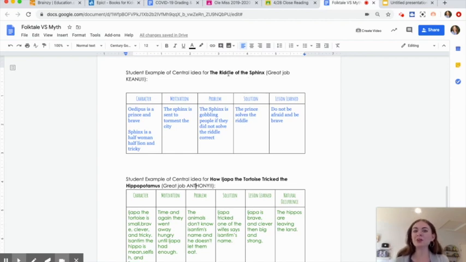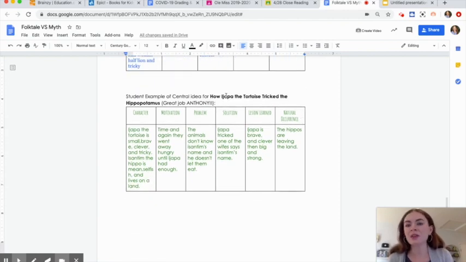So let's start with the Riddle of the Sphinx. In the Riddle of the Sphinx, we know that Oedipus is a prince and he's brave, and that there was also a Sphinx in the story who's half man and half woman, and they're kind of tricky. We know that the Sphinx is sent to torment the city and is gobbling up people if they don't solve this riddle correctly. The solution to this story is that the prince solves the riddle and the Sphinx falls to his death. We learn from the story to not be afraid and to be brave.